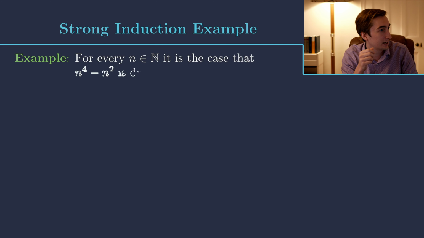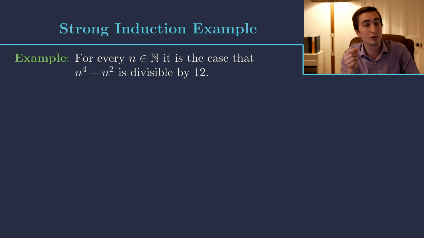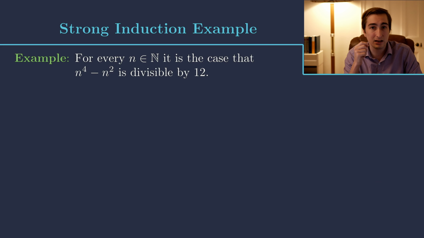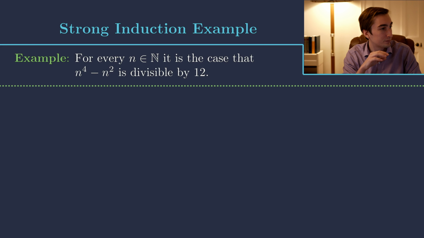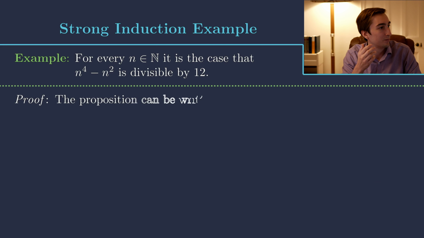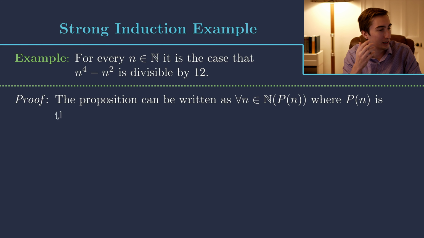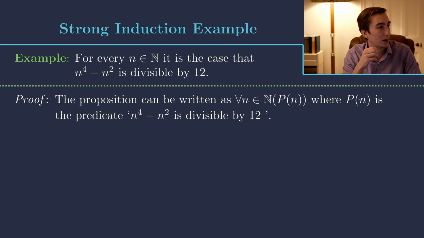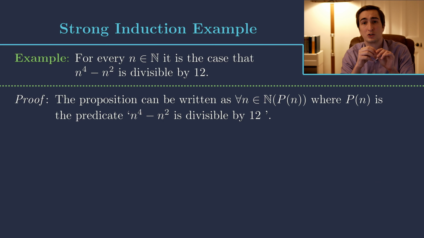We're going to take a particular statement which says that for every n in N, n to the power of 4 minus n squared is divisible by 12. Like before, we're going to write this in first order logic, as for all n in N, P(n), where P(n) is the predicate: n to the power of 4 minus n squared is divisible by 12.